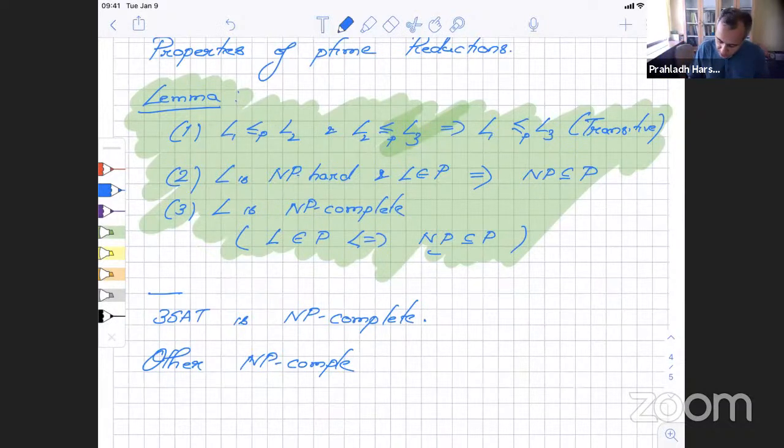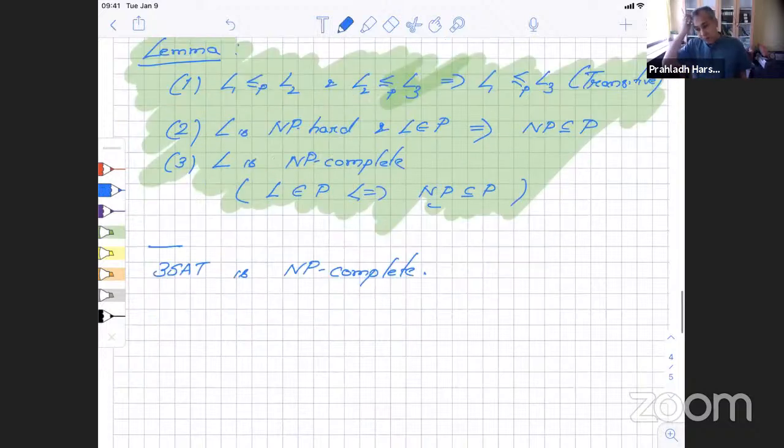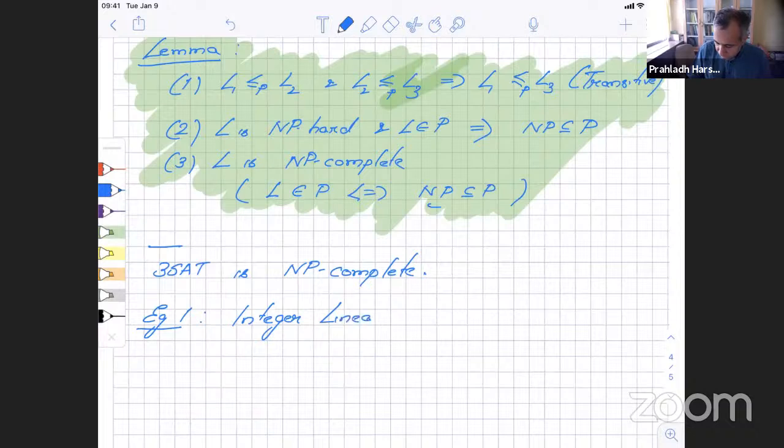So what are other NP complete problems? Let's start off with one example. I'll do 2 examples in this lecture, and then your first problem set has tons of problems for which you have to show whether they are in NP, NP complete and so on. So let's start off with example 1, which is integer linear programming. In fact, let me make it even simpler. Even among integers, let's make it 0, 1 linear programming.